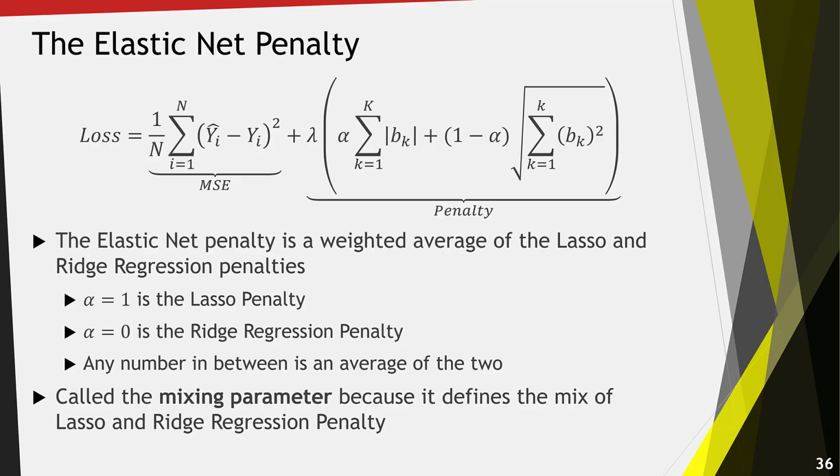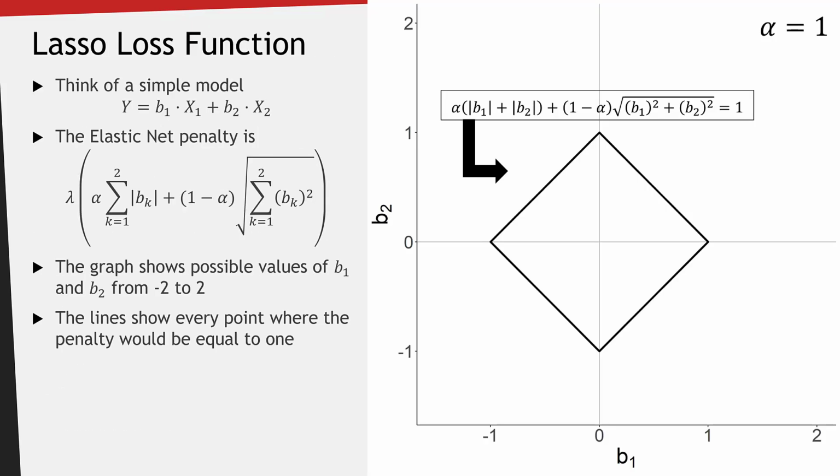Any other number you choose between 0 and 1 would just create a weighted average of these two penalties. That's why we call alpha the mixing parameter, because it defines the mix of the lasso and the ridge regression penalty that we're going to use in our modeling tool. So compared to lasso and ridge regression, what does the elastic net penalty function look like? Well, it depends on your choice of alpha.